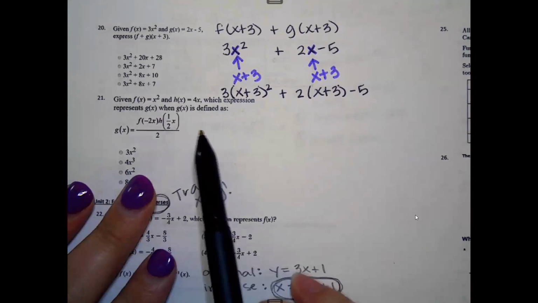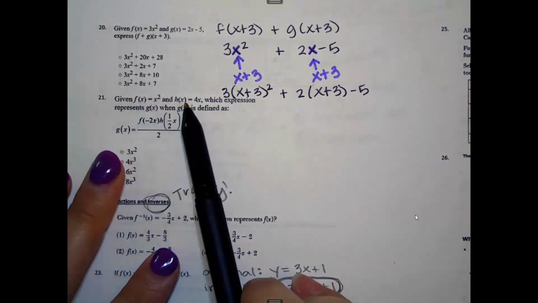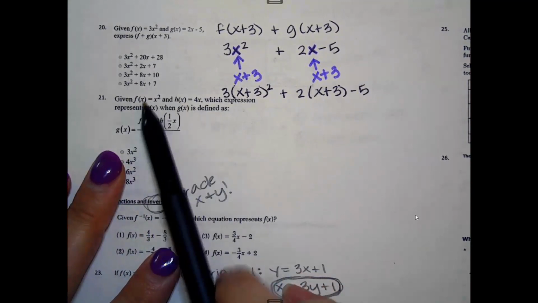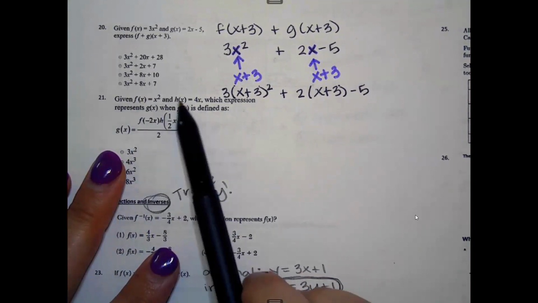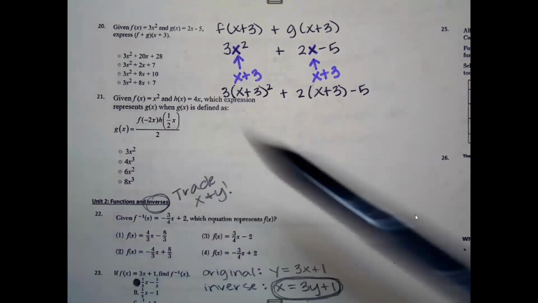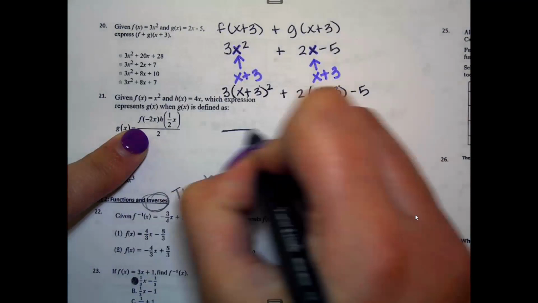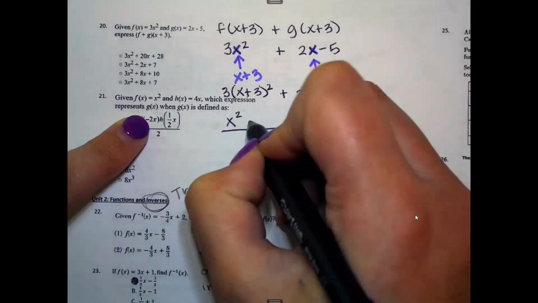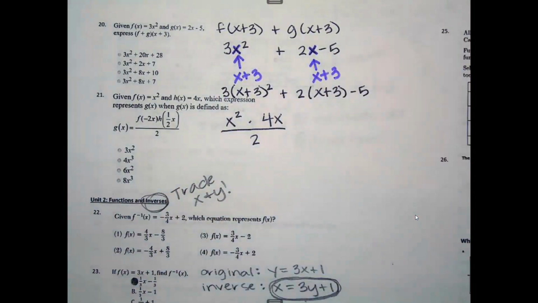Okay. For 21, they give you f of x and they give you h of x. And then down here, they're telling you to take the f of x and evaluate it at negative 2x, and take the h of x and evaluate it at 1/2 x. So I'm going to start by plugging in the f of x and the h of x. So f of x is x squared, h of x is 4x, and then you have the x in the problem.